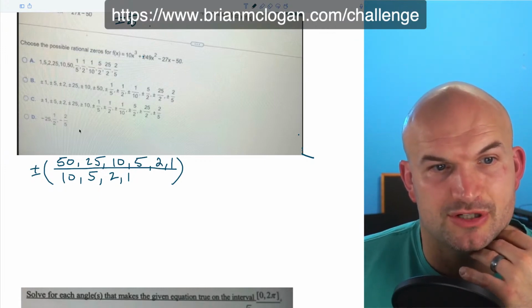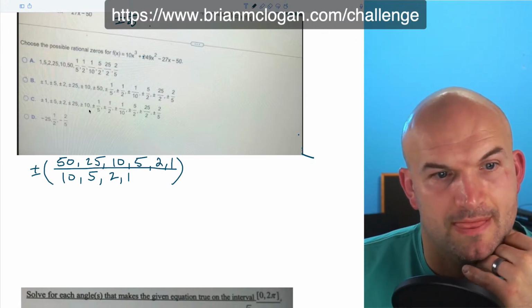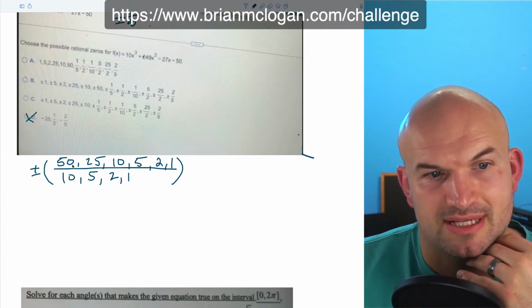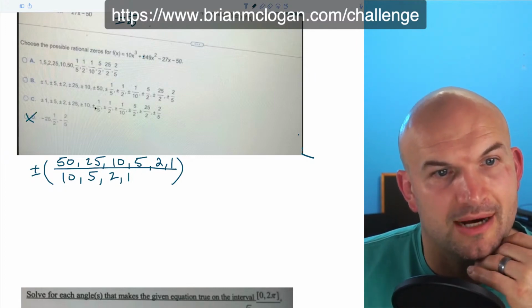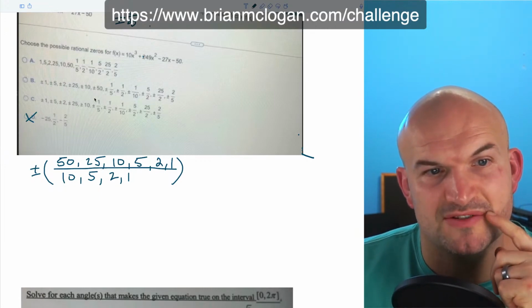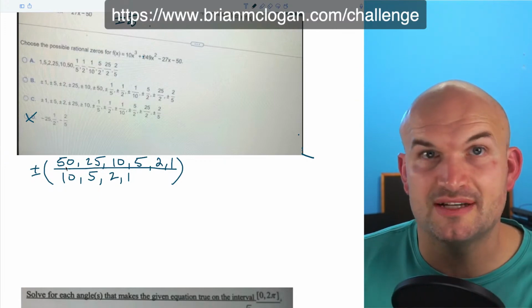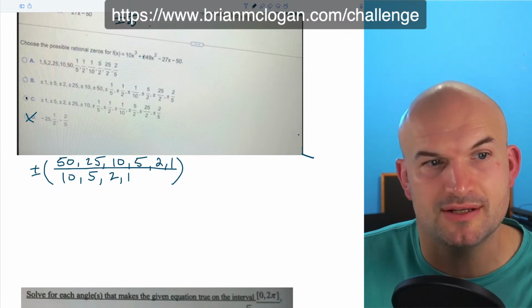So now what I'm going to do is try to connect these, which one. So let's go ahead and work this out. This one's definitely not the answer, right? Because that doesn't have any of them. The difference here is this doesn't have plus or minus 50, right? See how this one does and this one does not? Well, I guess 50 over 1 is a rational zero, right? So that one doesn't work.